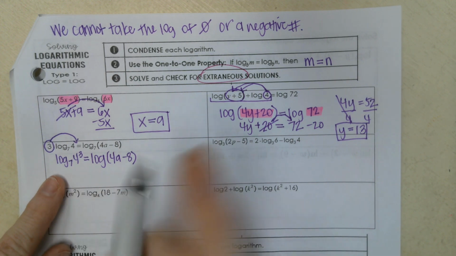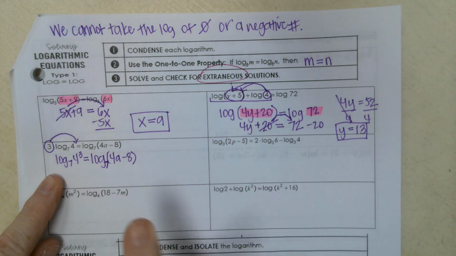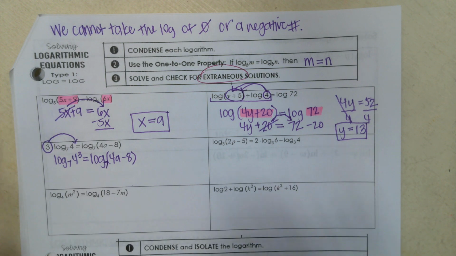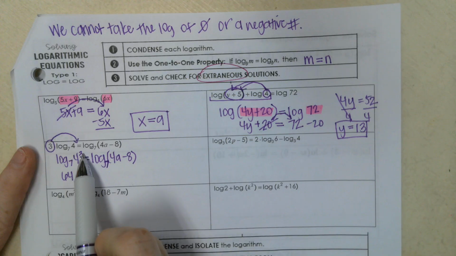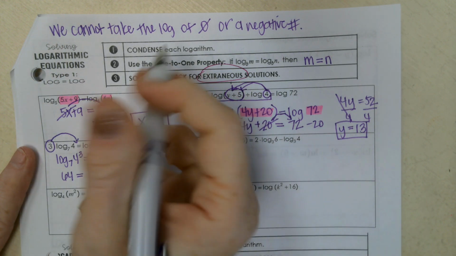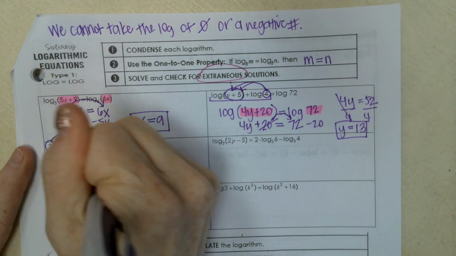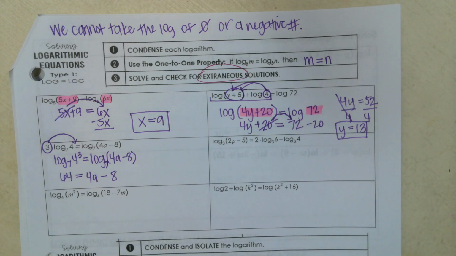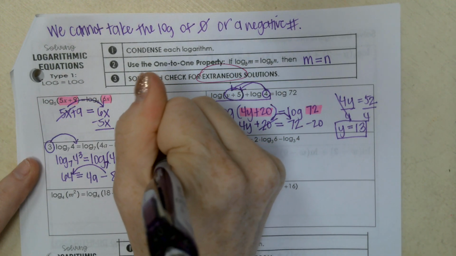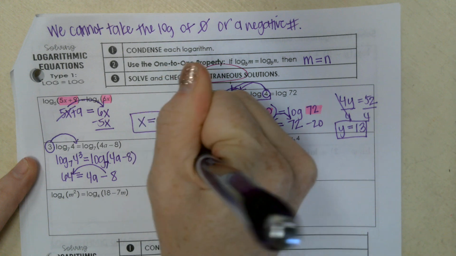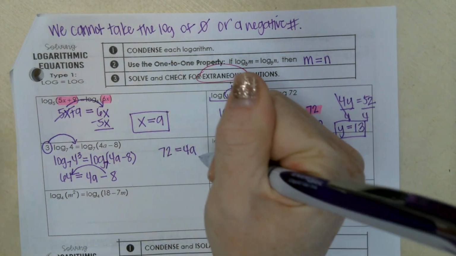Okay, that's a 7 right there. Logs with the base are the same, so this ends up giving me 64, because 4 cubed is 64. And then that's going to be set equal to 4a minus 8. I'm going to add 8 to both sides. This gives me 72 equals 4a.